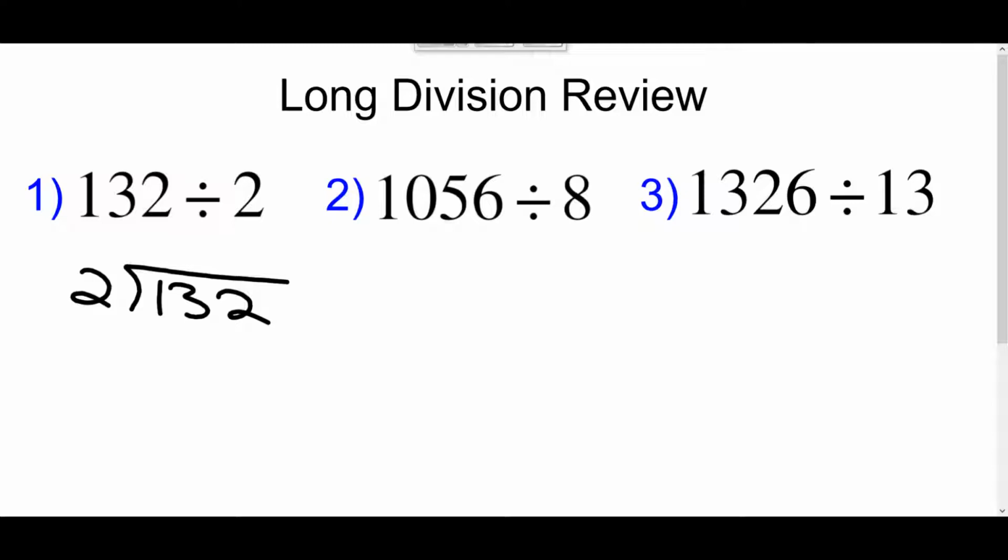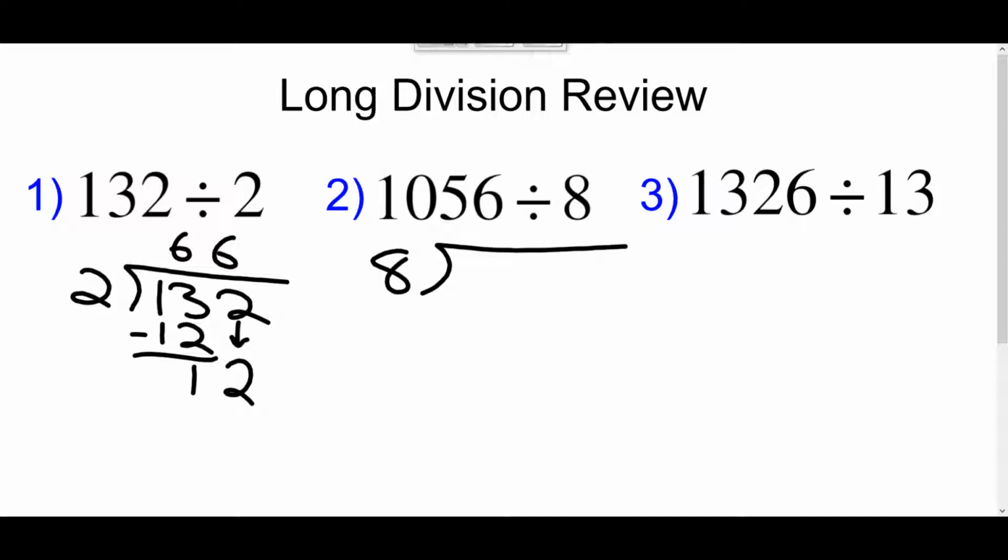outside. 2 will not go into 1, so we'll go over to the 13. 2 goes into 13 6 times, and we get 12. Take away 1, and then bring down the 2. All right, 2 goes into 12 6 times.